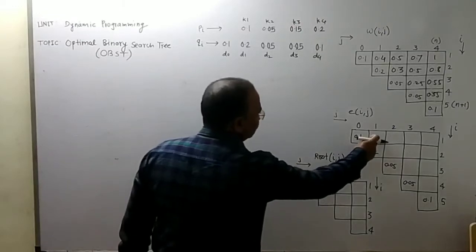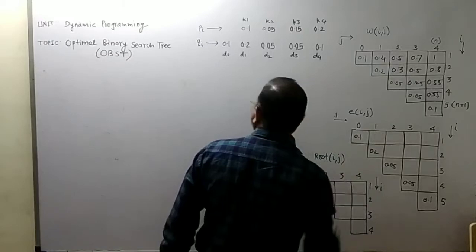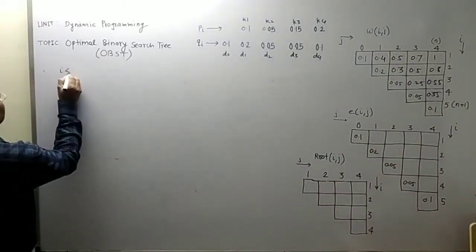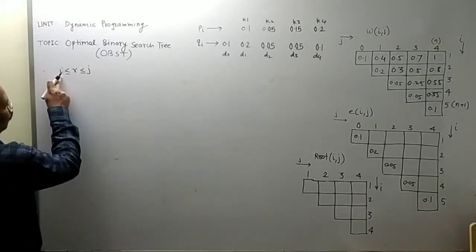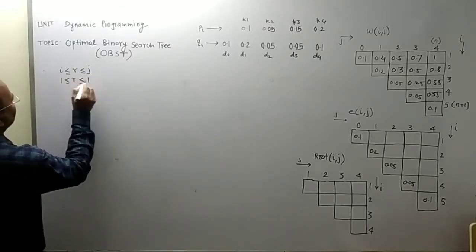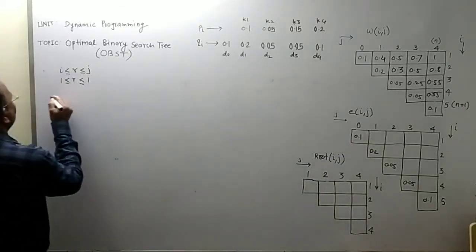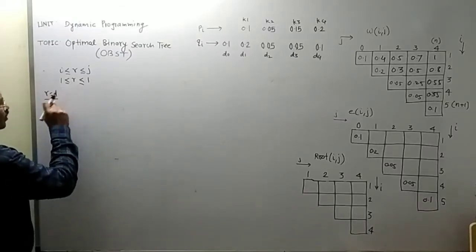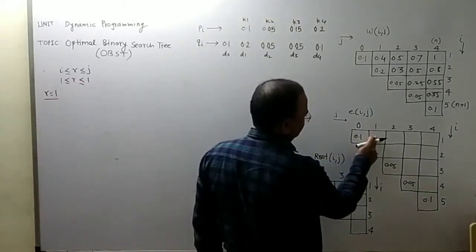Now here, for this cell I is 1 and J is 1. It means that I is less than or equal to R, less than or equal to J. We know the value of I, that is 1, less than or equal to R, less than or equal to 1. This is for this cell, and the value of R is nothing but 1. Right?